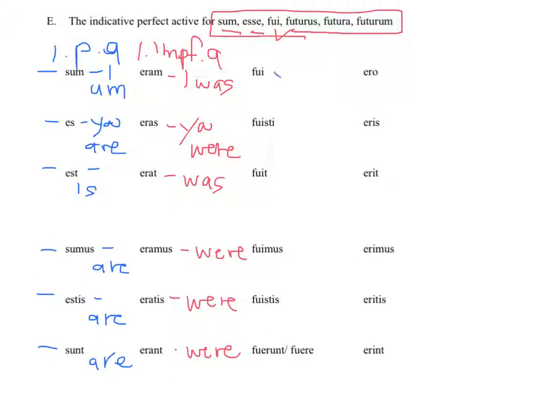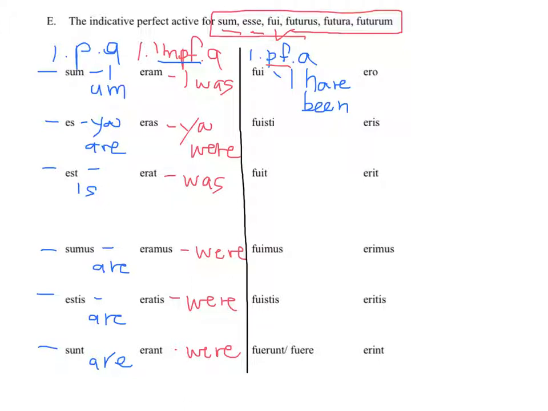Fui is the new one. Fui is the indicative perfect active. It's distinguished from the imperfect, and that's a crucial part of this lesson as well, to understand this difference between the perfect and the imperfect. For fui, I have been is a good translation. It's not impossible for you to translate that as I was, just like the imperfect. But you have to understand that these two tenses are not the same.